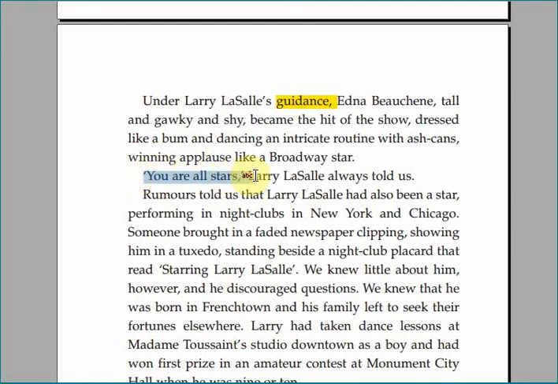Larry says, you are all stars. Well, we talk again about the silver star for heroism as being a motif in this novel, and the idea of stars goes through it. Larry Lasalle is talking about the idea of stars in terms of movies, but equally, he's trying to make them feel special. He makes them all feel special. And by making them feel special, they're more likely to do whatever he tells them to do.